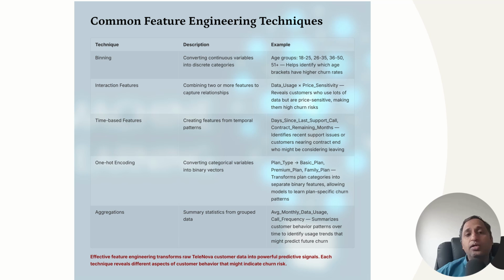Now let's look at how we actually engineer features in practice. What are some of the techniques we use? These techniques help us to build meaningful features which could enhance your model performance. The first technique is binning. We take continuous variables like age or income and group them into categories.